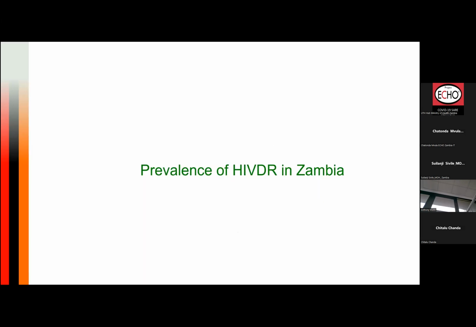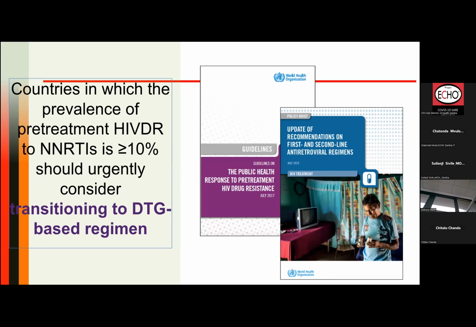So that was just to talk about what HIV drug resistance is, and sorry for attempting to get a bit deeper into the science. But let's talk about how big the problem of HIV drug resistance is in our program in Zambia. We know that WHO advises countries to do surveillance to measure HIV drug resistance, and has guidelines, the public health response to HIV drug resistance, and what drugs you can use.